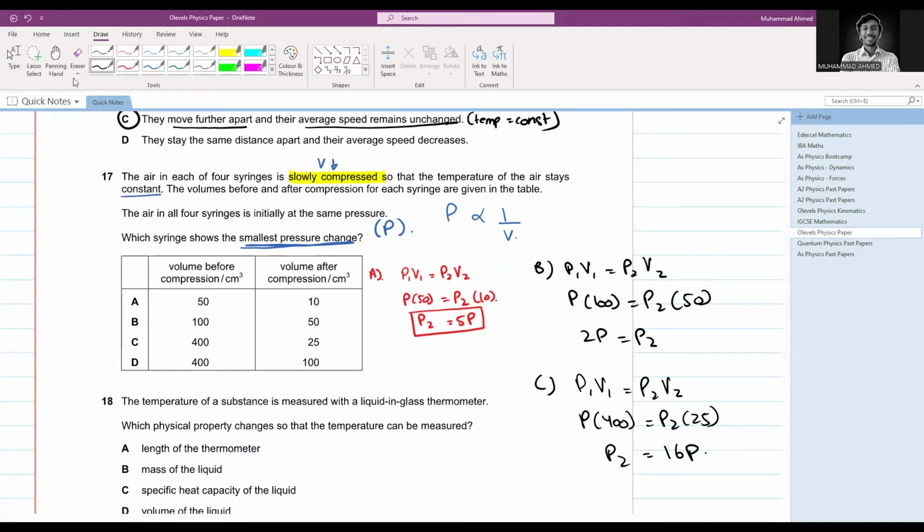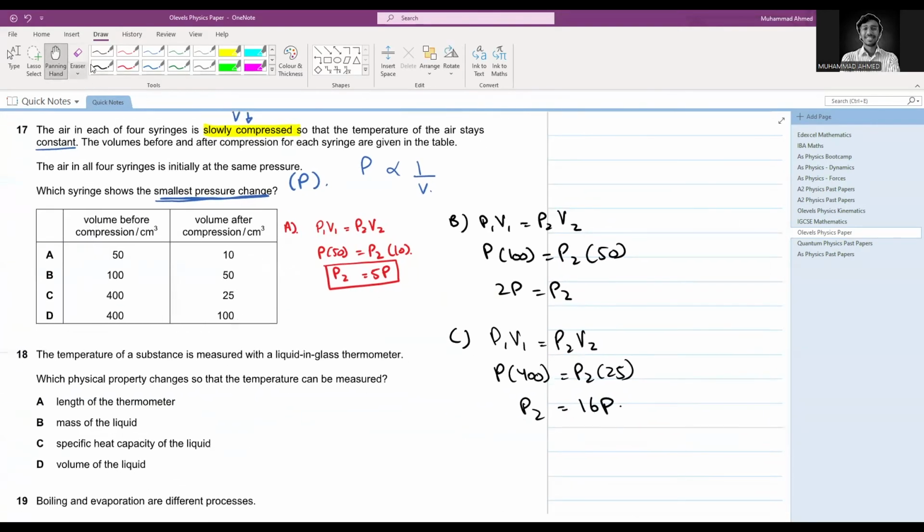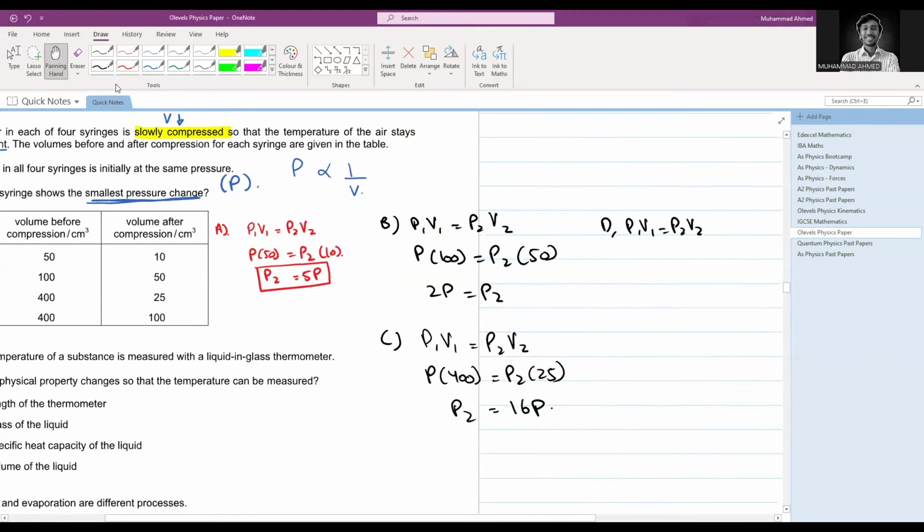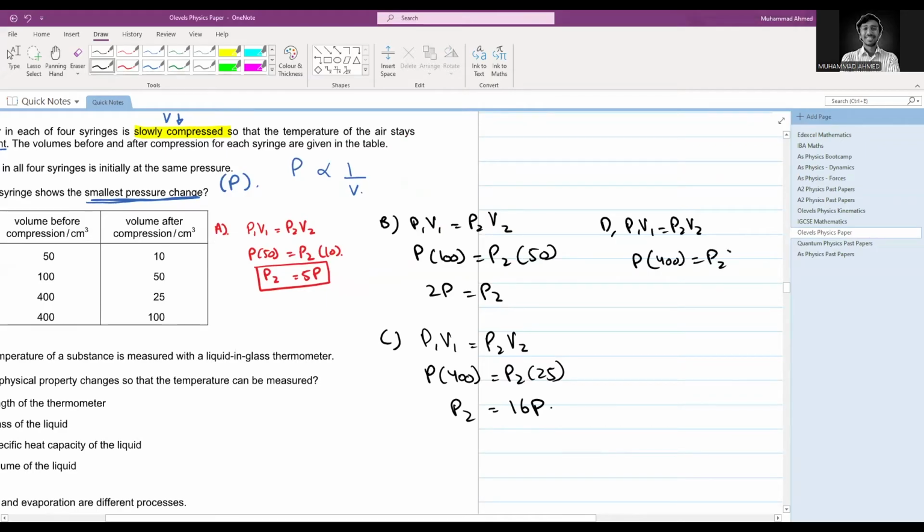Let's do the same thing for part D. P1 V1 is equal to P2 V2. Simple. If you analyze here, what is the initial pressure? P1. The initial volume is 400. P2, and the final volume is 100. 4P comes out to be your pressure 2.